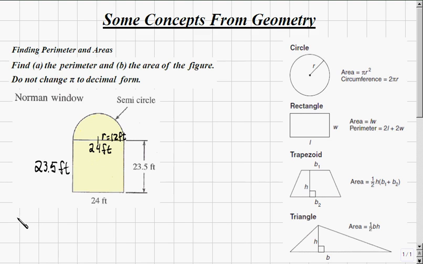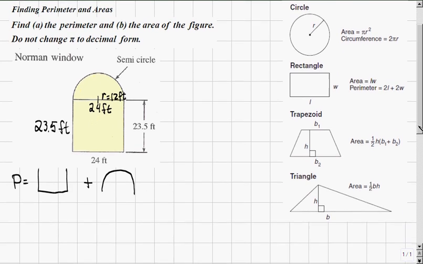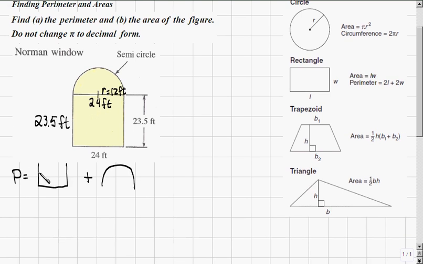So the perimeter of this figure will be, and we'll draw this in figures first, the three sides of the rectangle plus the top half of that semicircle. So looking at this, we see that the perimeter for these three sides will be 23.5 plus another 23.5 plus 24 feet, whatever that will add up to.